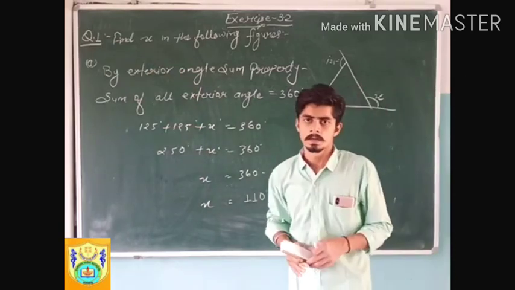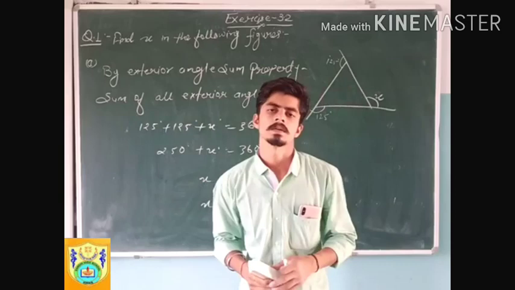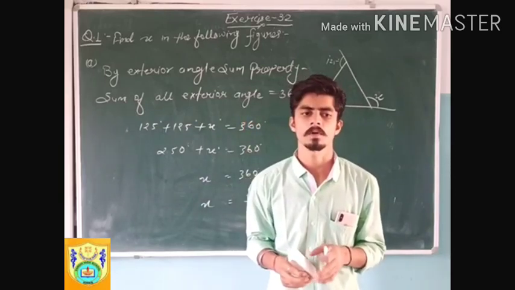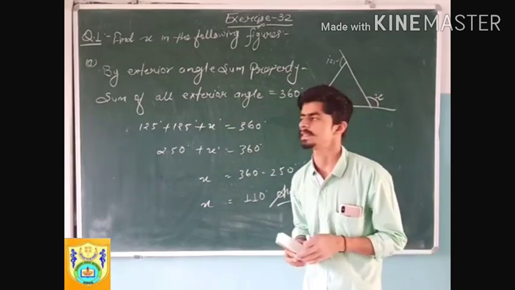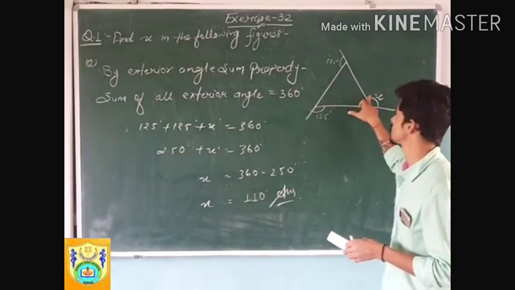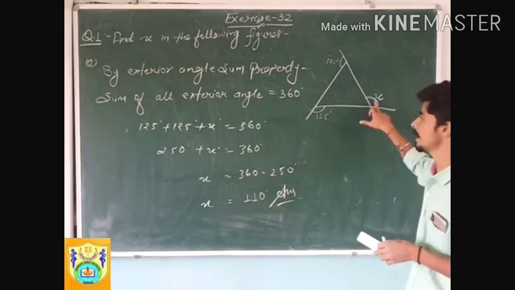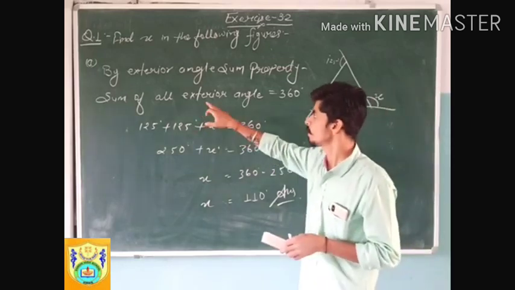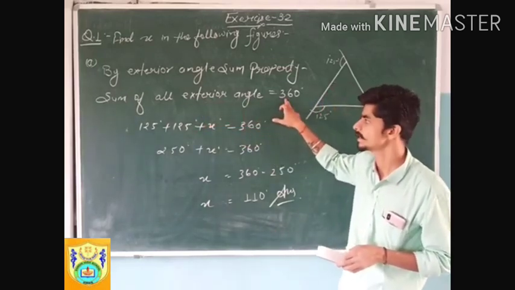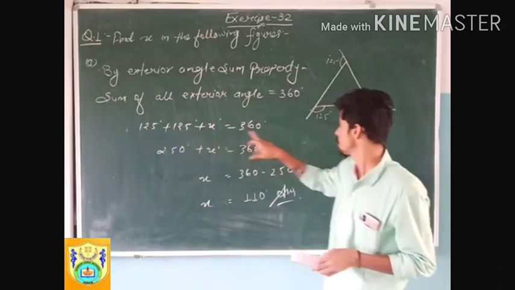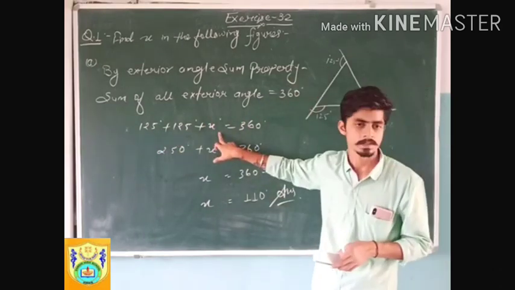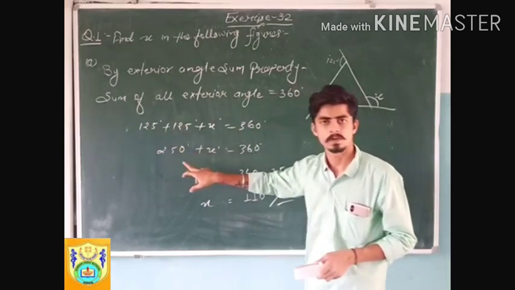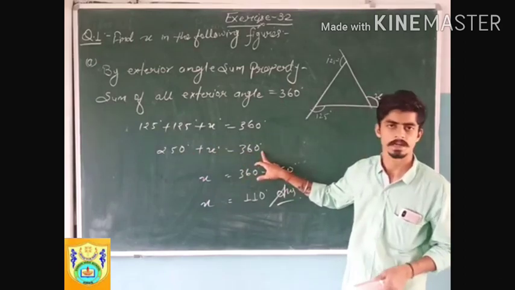As we studied in the previous class, the exterior angle property is that the sum of all the exterior angles of a polygon is equal to 360 degrees. So we have three exterior angles where the measurement of x is unknown. The sum of all exterior angles is equal to 360 degrees. So 125 plus 125, these two angles are there, and next is x, equal to 360. 125 and 125 is equal to 250, and x is equal to 360 degrees.